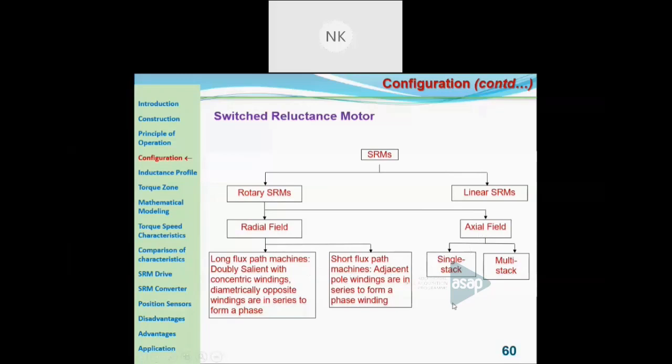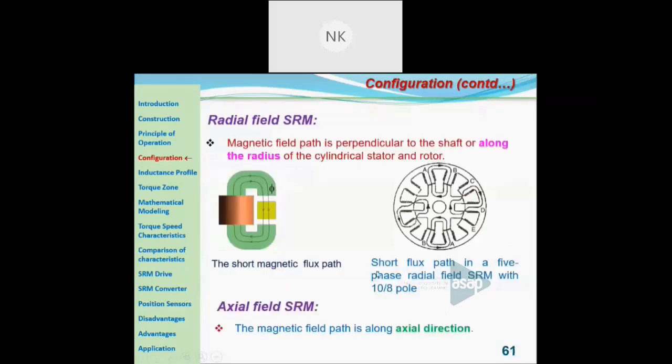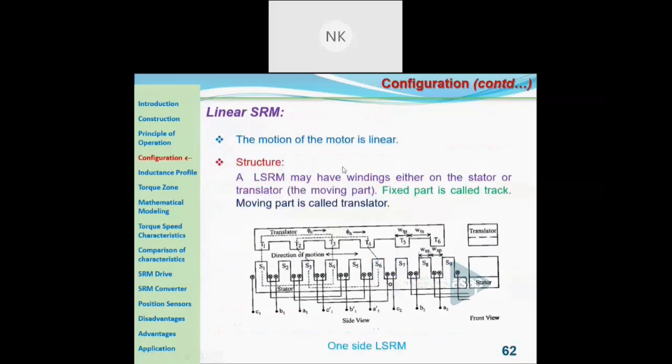So here you can have a number of stators and rotors. In a radial field SRM, the magnetic field path will always be along the radius. Here you can see this is a short magnetic flux path, the short flux path for a 5-phase radial field SRM. Axial magnetic field means the magnetic field path will be in the axial direction. If the motion of the motor is linear, then you can have a linear switched reluctance motor also.